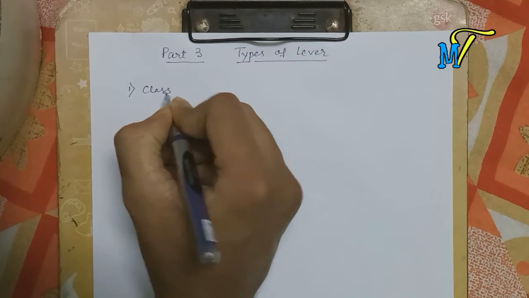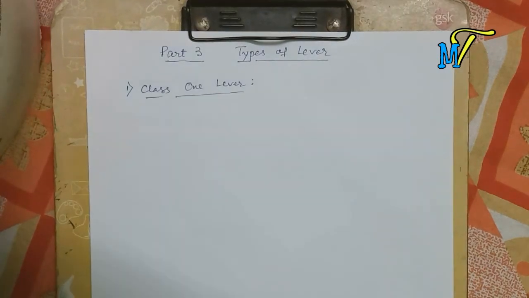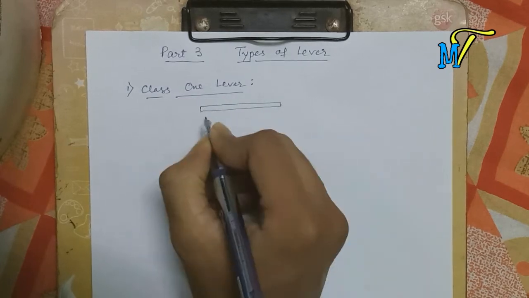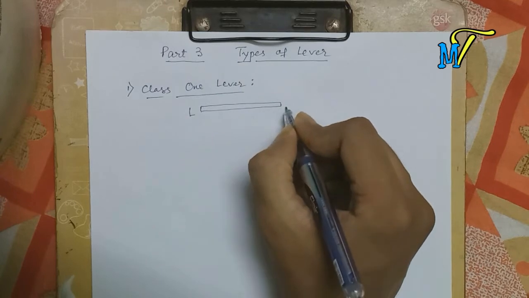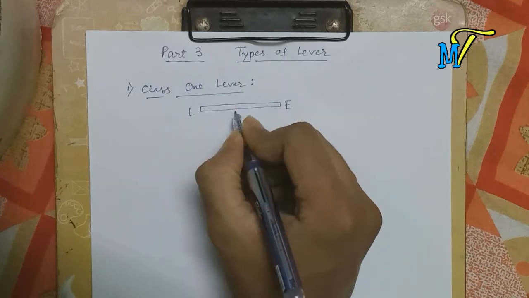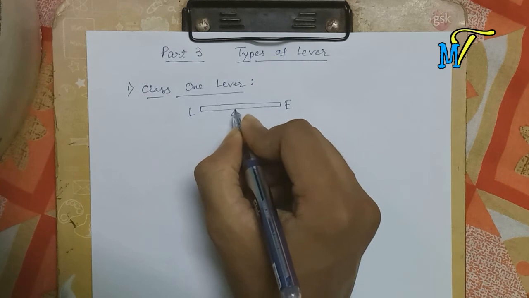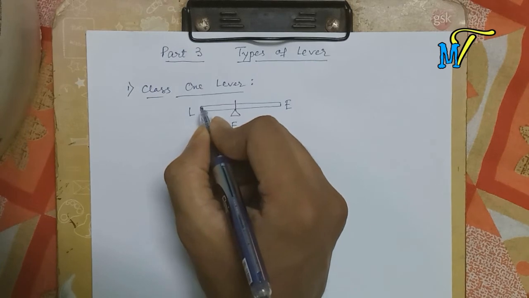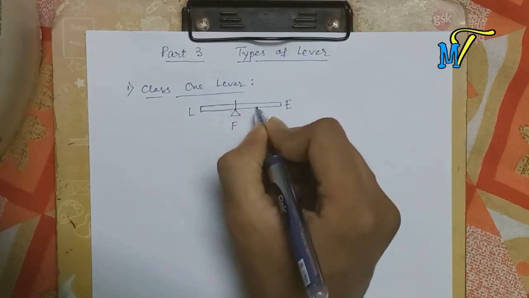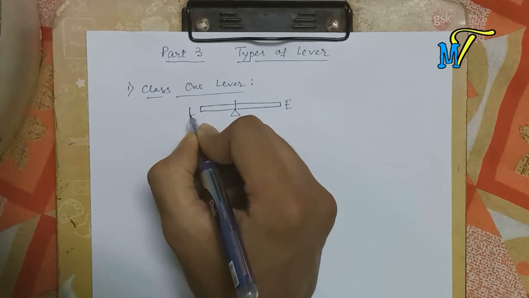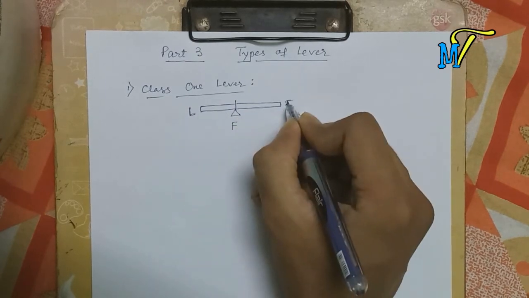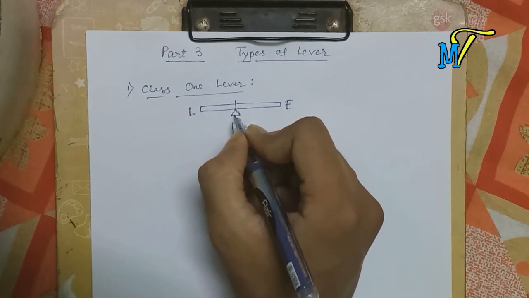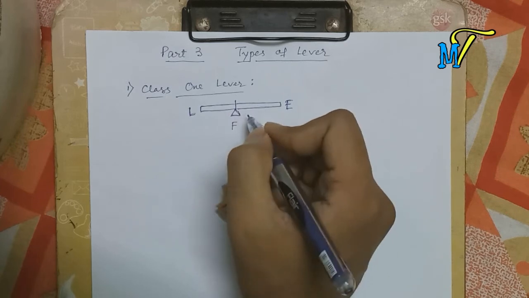First one is class 1 lever. So what is class 1 lever? In this type of lever, let us suppose this is a rod and on one side it is containing the load and on another side it is containing the effort, and in between the load and effort it is the fulcrum, like for example the seesaw that we see in the parks. On one side it is the load and on the other side it is the effort. Suppose on one side the load is a child and on the other side the effort is also a child, and in between a support is there, as you can see in the seesaw, it is the fulcrum. So this is the class 1 lever.